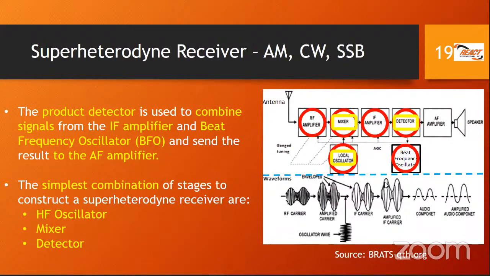And this is the block diagram of a superheterodyne receiver. And note that in the simplest combination for a superheterodyne receiver, you have the three stages: the HF oscillator, or sometimes called the local oscillator, the mixer, and the detector. And it's a question in the question pool. They'll ask you, what is the simplest combination of stages when you're constructing a superhet receiver? And these are them. And they are highlighted in yellow here for you on the diagram. You have the HF oscillator, or sometimes called the local oscillator. You have the mixer, and then you have the product detector.